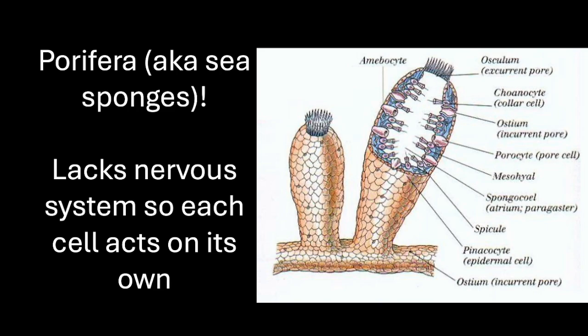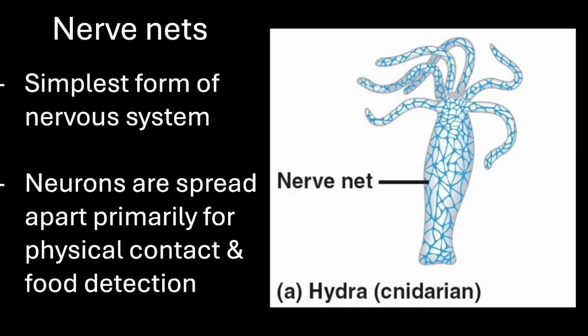There are a few other types of nervous systems. So nerve nets are the most simple form of a nervous system. And these have neurons spread apart, just scattered throughout their body. There's no main central hub that we'll see in other nervous systems. And in this case, these nerve nets in cnidarians are primarily used to sense food and to tell if they're in contact with any other substances or organisms.